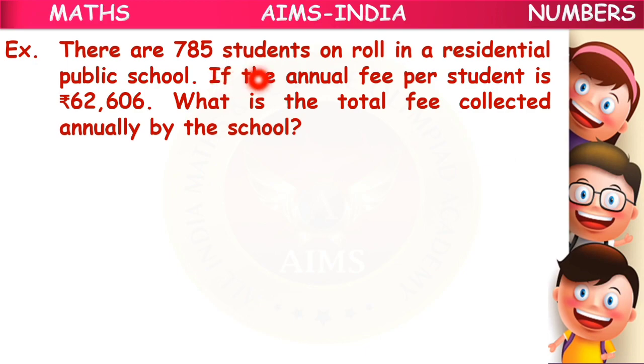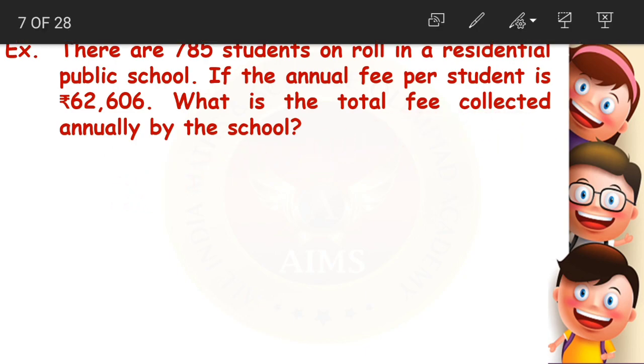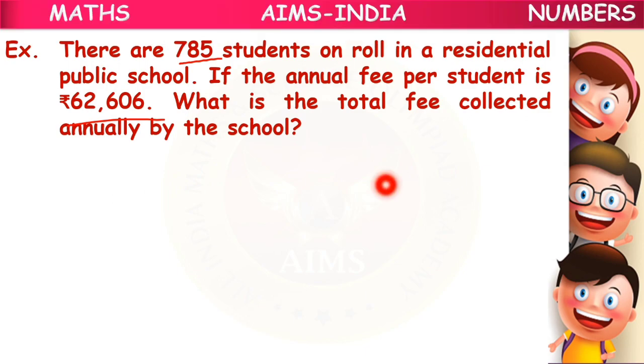There are 785 students on roll in a residential public school. If the annual fee per student is 62,606 rupees, what is the total fee collected annually by the school? Now we have two numbers in the question. One is 785 and the other is 62,606. Yes students, now what are they saying? What is this 62,606? It is the fee paid by each student, per student.